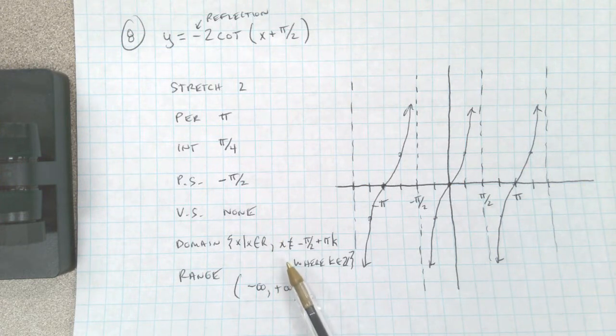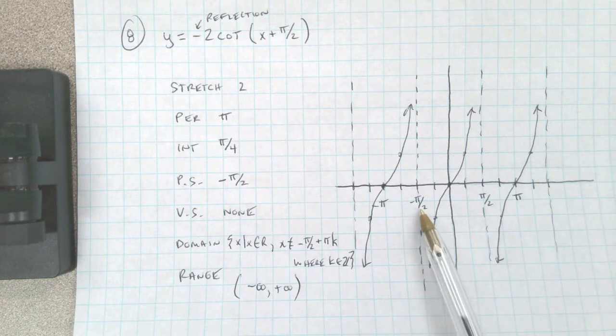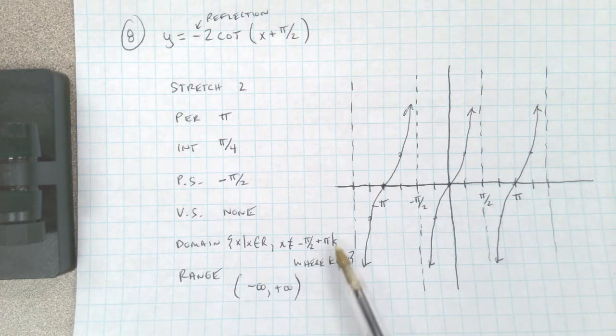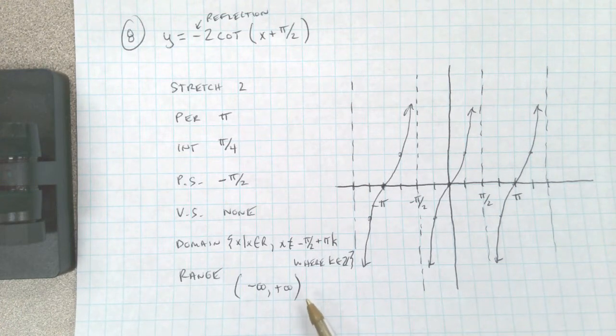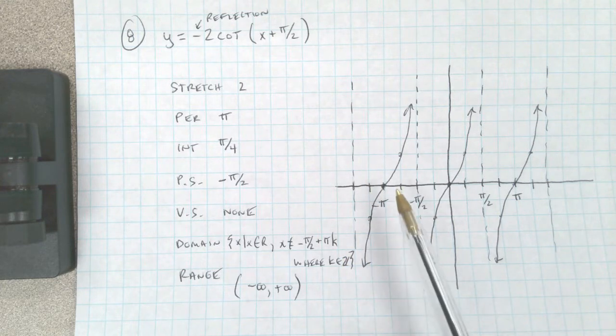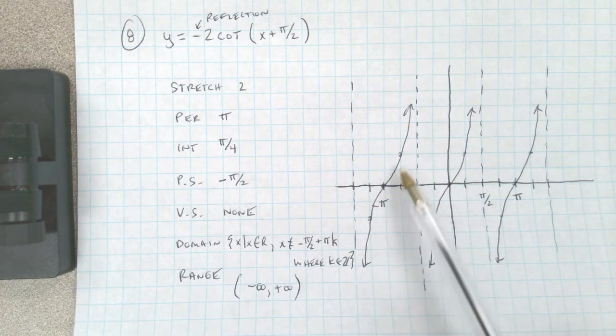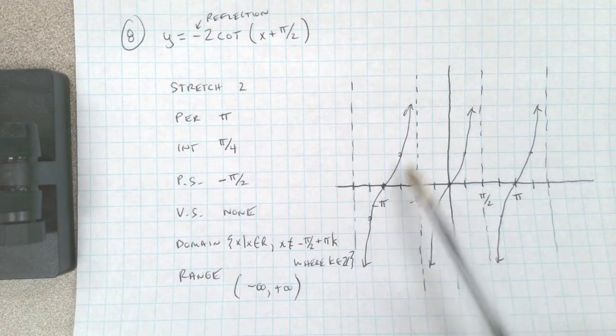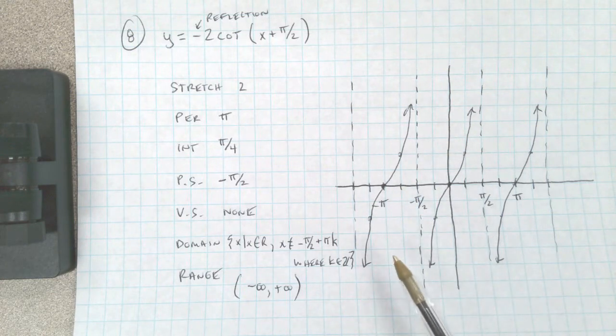The domain, again, with our asymptote being at negative pi halves, is going to be x is not equal to negative pi halves plus pi k, where k is an element of the integers. The range is from negative infinity to positive infinity. Remember, regular cotangent curve is a disco left, so that makes this a disco right with a stretch of 2. So we're, again, going up to the right, down to the left. So I've kind of graphed here 3 periods for that one.